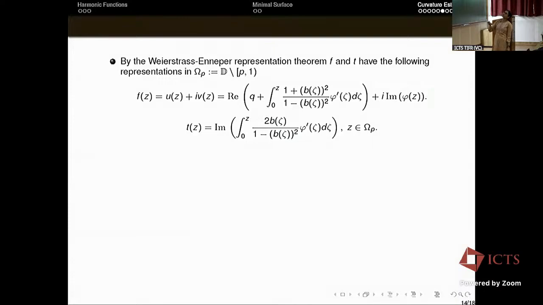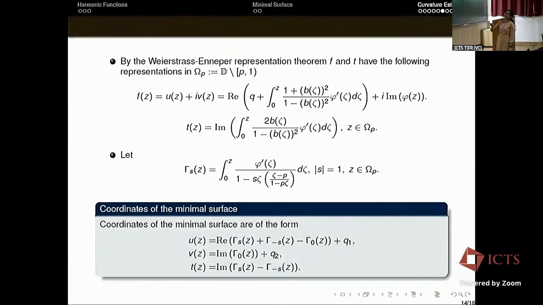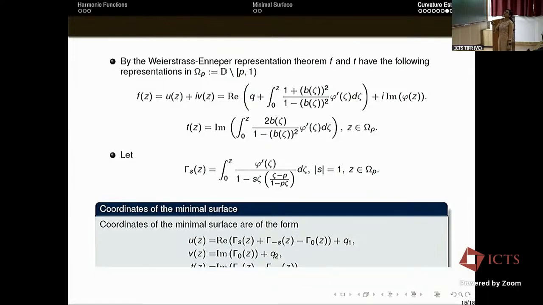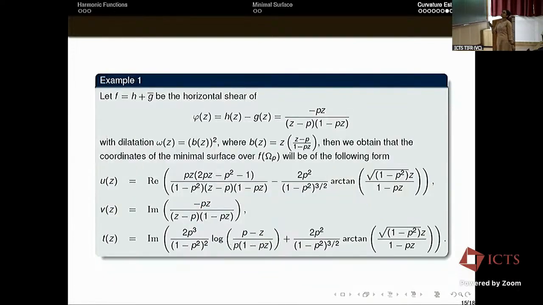Now from the Weierstrass-Enneper representation theorem, we see that the harmonic function F and the height function T can be expressed by these formulas, and by considering this integral, we can express the coordinates of the minimal surface by these formulas. Now we will see an example for which the equality is attained in the second theorem.